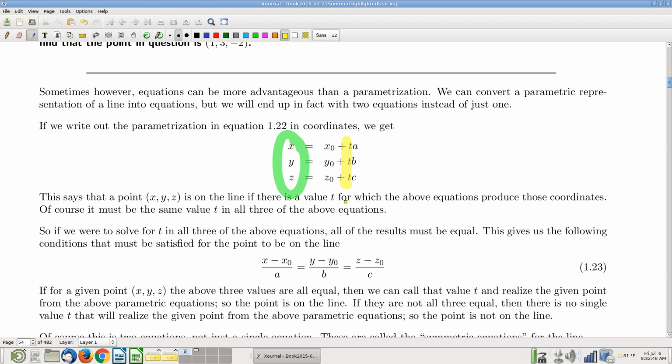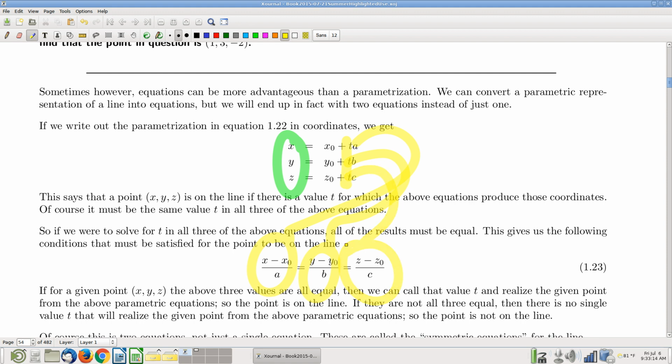Well, wait a second, though. That t has to equal this. You look at that first equation. That first equation says x equals x0 plus ta. Solve for t. t has to be x minus x0 over a. It just does. Likewise, according to this second equation, t has to equal that thing. According to the third equation, t has to equal that thing.